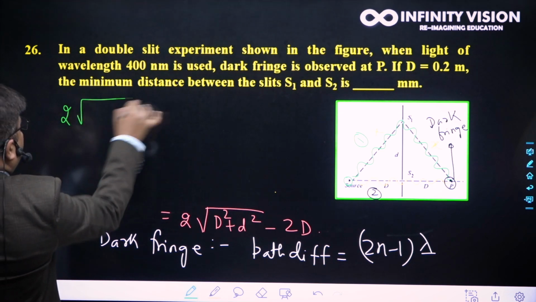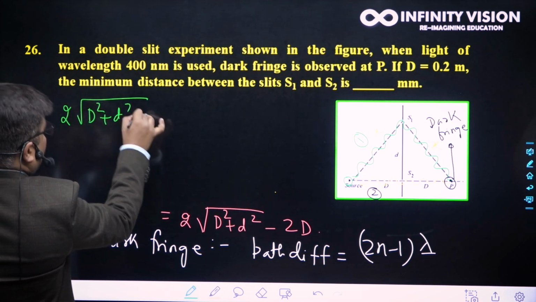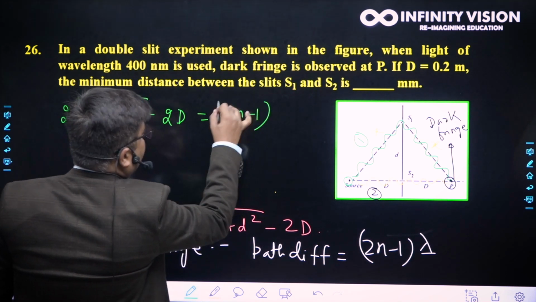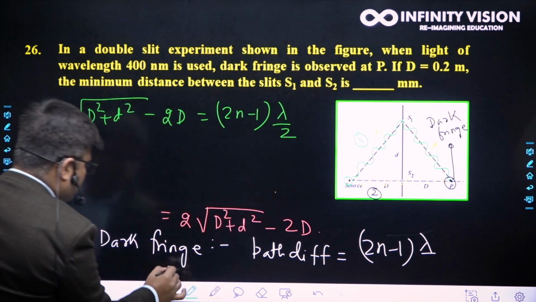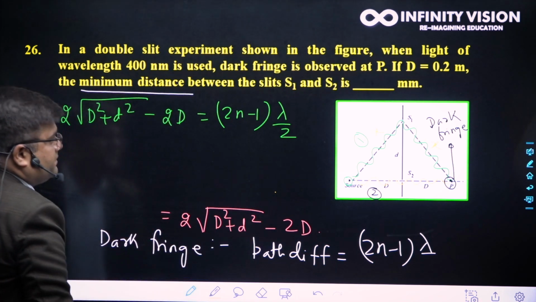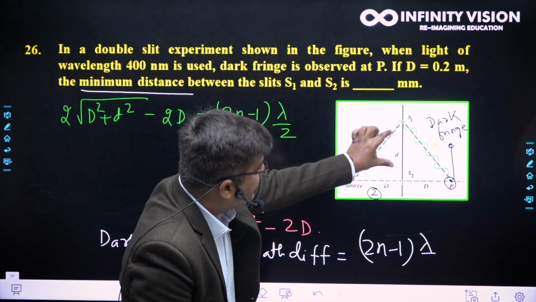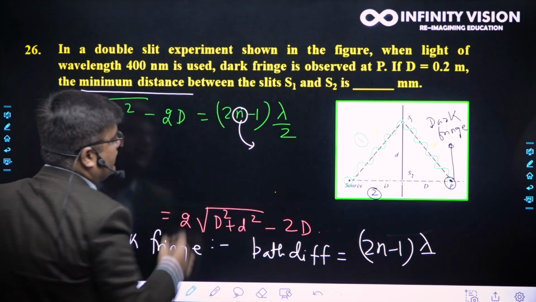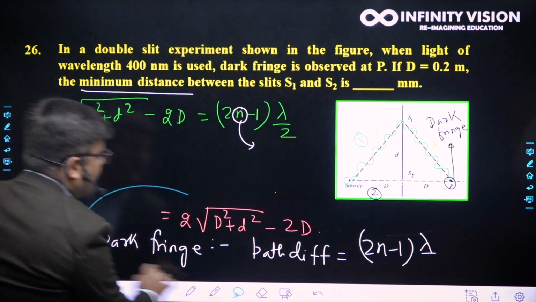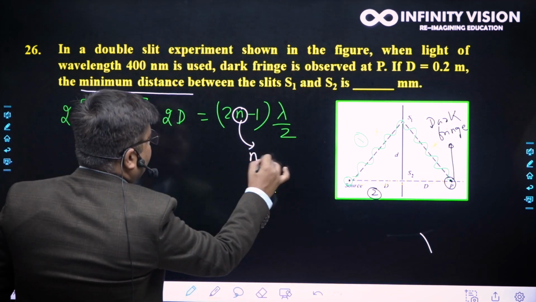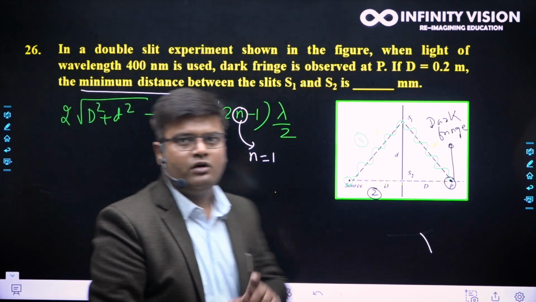So 2 into under root d square plus d square minus 2d is equal to (2n minus 1) into lambda by 2. Now in the question they are saying that we have to find the minimum distance. मतलब d की कम से कम वैल्यू निकालनी है, तो d की कम से कम वैल्यू तभी होगी जब n की कम से कम वैल्यू रखें. अब n की जो मिनिमम वैल्यू यहाँ पे पुट की जा सकती है, that will be equal to 1. So corresponding to n equal to 1, we will be getting the minimum value of d.